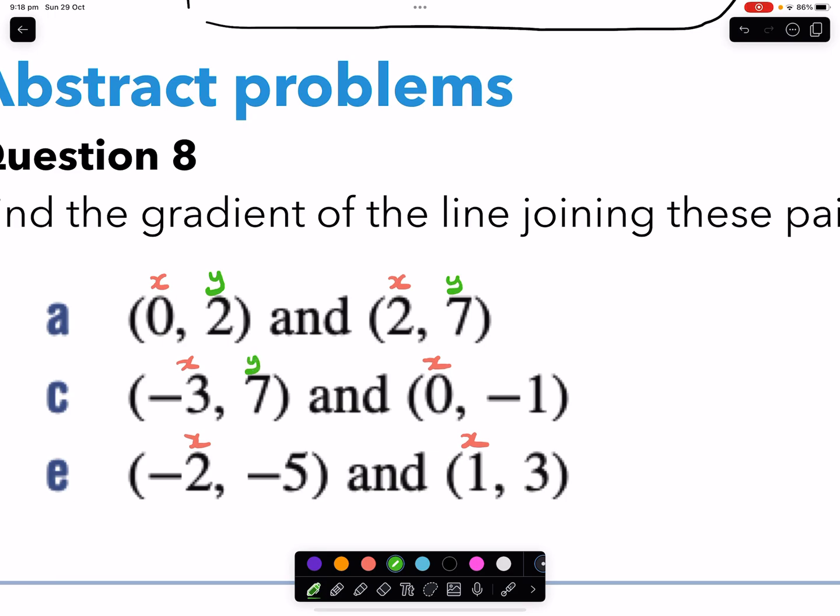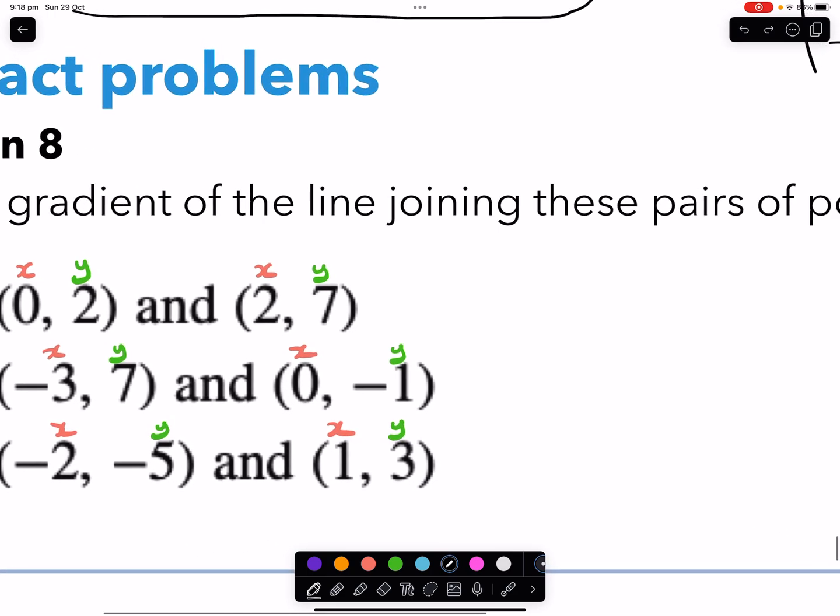Now, if you ever forget which one is which in the coordinates, just remember that the letters appear in alphabetical sequence. So x comes first in the alphabet, then the letter y, and then the letter z, and so on. So the first number would be an x number, the second number will be a y number, and if there was another, there would be a z number.